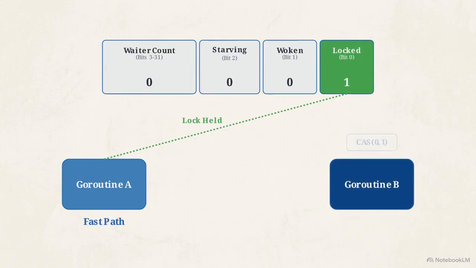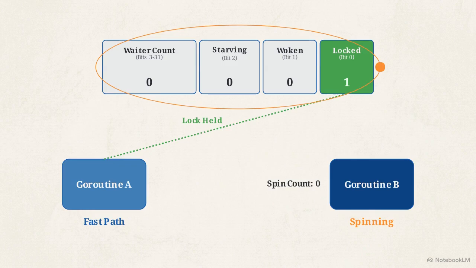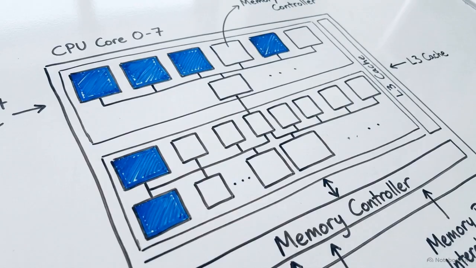If goroutine B arrives while the lock is already held, its attempt to grab the lock bounces off the state box. At this point, goroutine B enters a spin phase. It runs in a tight loop on the processor, checking the lock up to 4 times, hoping goroutine A will finish its work quickly. This spinning is only permitted on multi-core processors when another core is available to do work.